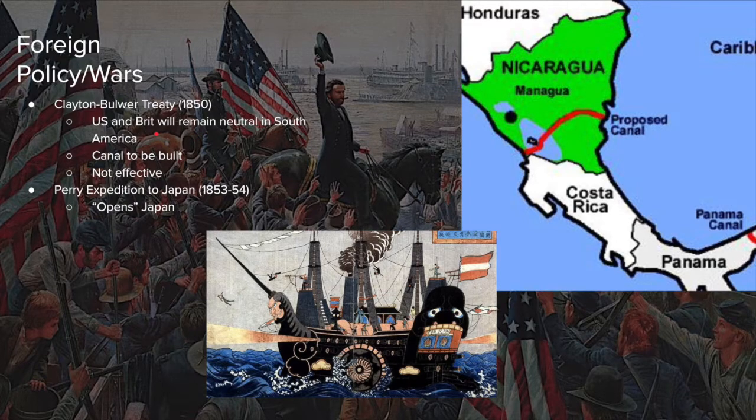Now, Britain, much to the anger of the United States, is not really going to do this. They're going to continue expanding power in South America, so this treaty doesn't work out too well, but it's important to know that the U.S. is trying to play nice with Britain here.